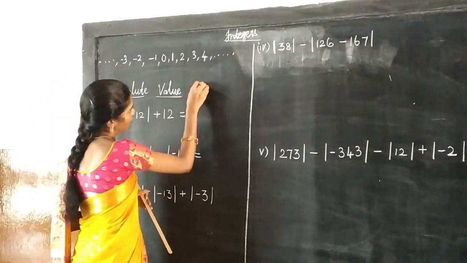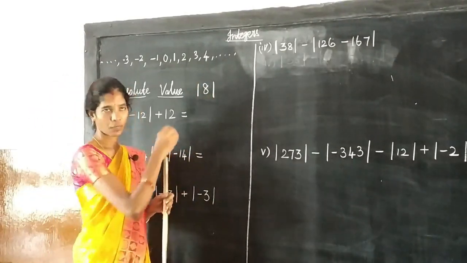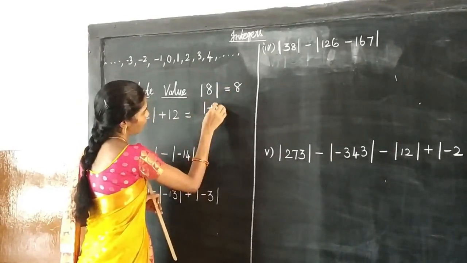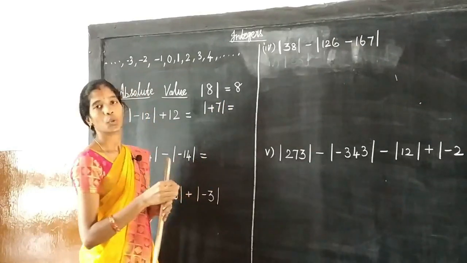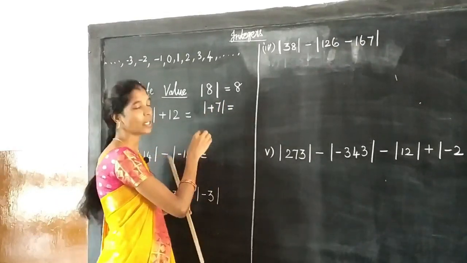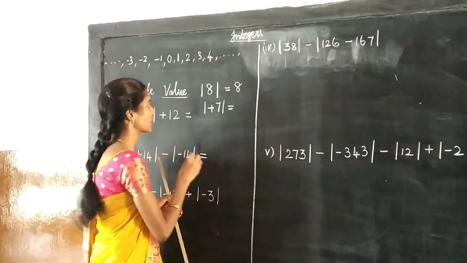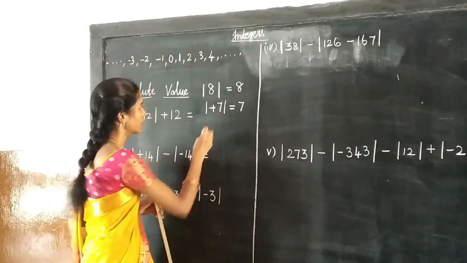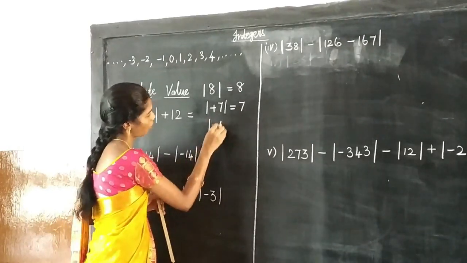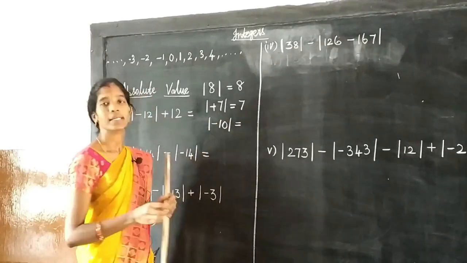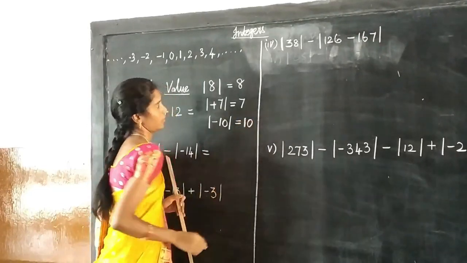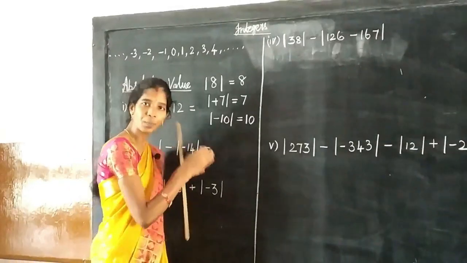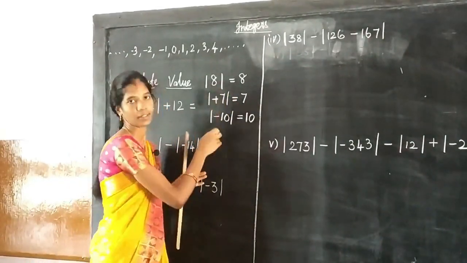Suppose we have to find the absolute value of 8. The answer is 8. Then the absolute value of +7 is given. What I told you, we have to write only the numerical value without the sign. So, the absolute value of +7 is 7. Then the absolute value of -10 is equal to 10. So, the absolute value of a number is the number obtained by omitting the sign.